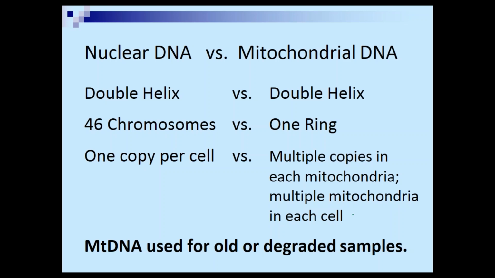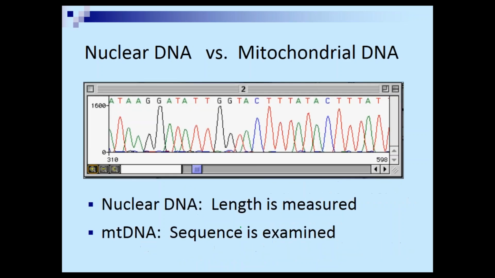So one reason to use mitochondrial DNA is in older degraded samples. If you try to amplify the STRs and it fails, then maybe we can try to amplify mitochondrial DNA.